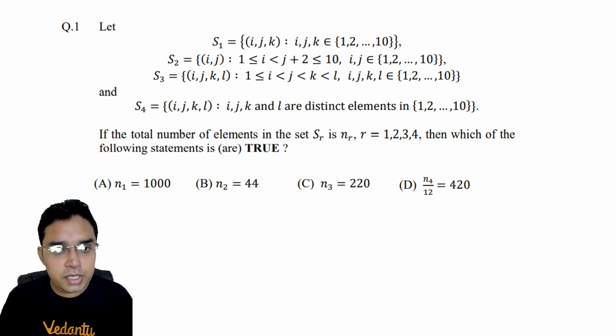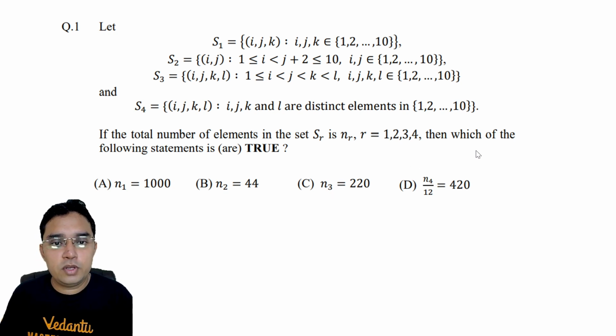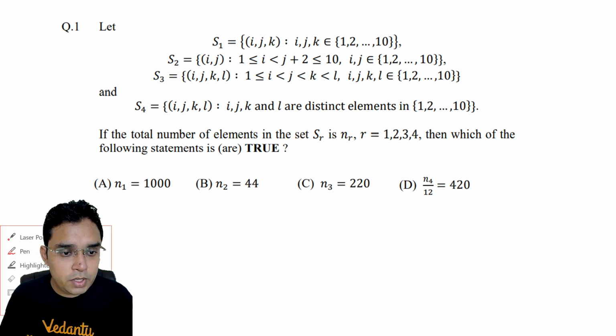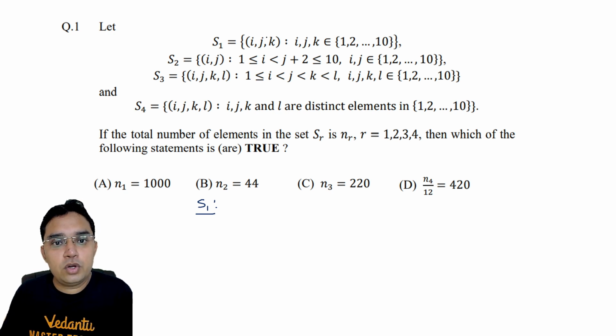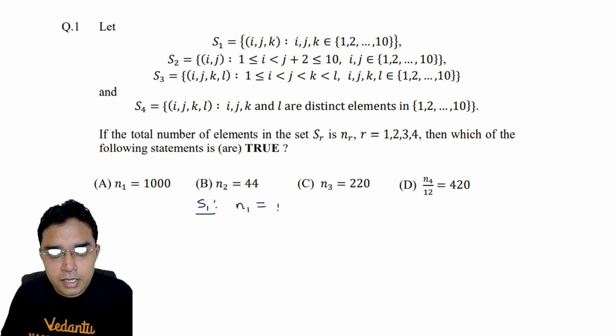S4 is I j k l. I j k and l are distinct elements in 1 to up to 10. If total number of elements in the set SR is nr, r is equal to 1 2 3 4, then which of the following statements is are true? Now to solve this question, this first part S1 is direct, because here every element I or j or k can be chosen from the set 1 to 10 in 10 ways. So here n1 will be directly 10 into 10 into 10, that is 1000.